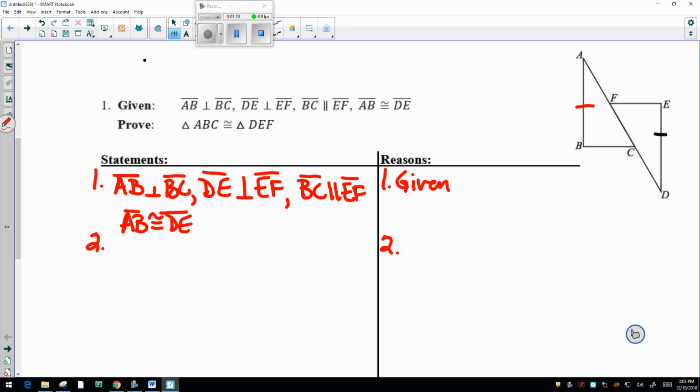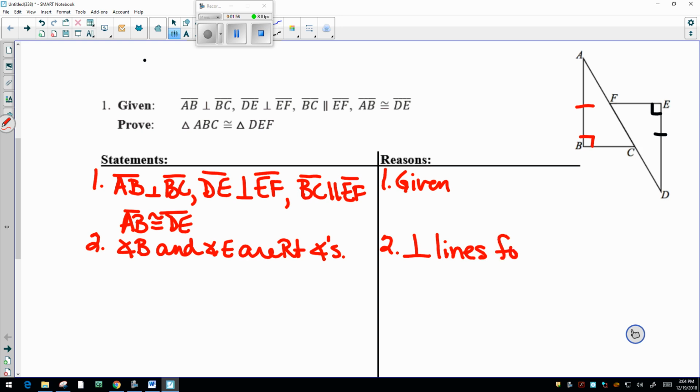So first thing I'm going to do is look at the perpendicular information. So we know to begin with, perpendicular lines are going to form right angles. So since AB is perpendicular to BC, I would find a right angle at B, and since DE is perpendicular to FE, I'm going to find a right angle at E. So I can say angle B and angle E are right angles. So for a reason, we know that perpendicular lines form right angles.